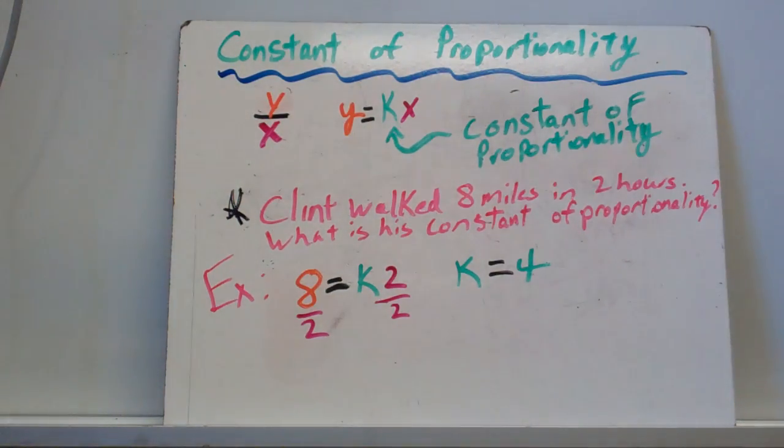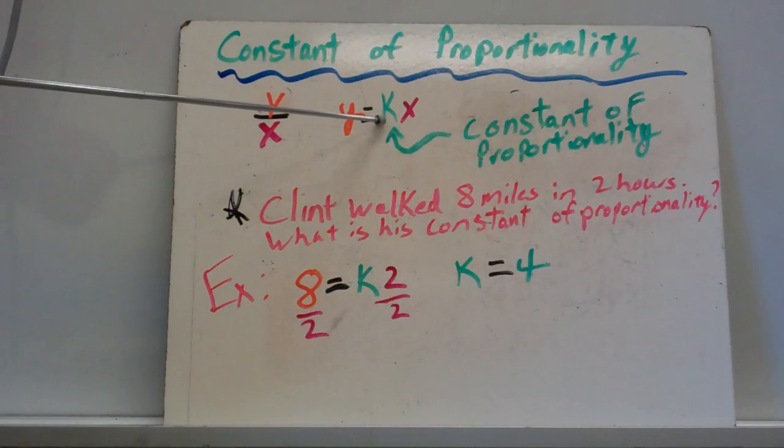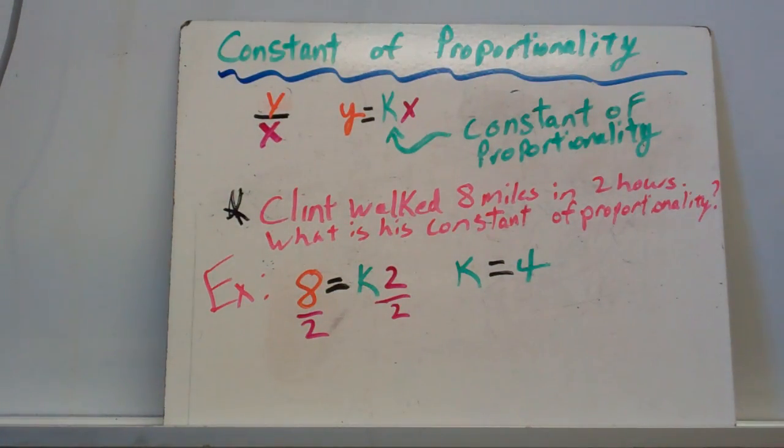So when we look at the constant of proportionality, we're basically trying to look at how the numbers in that proportion, or excuse me, in that ratio are related. Okay? So we can take our basic proportion here, y over x, and we can convert that to a formula, y is equal to k times x, where k is going to be our constant of proportionality.